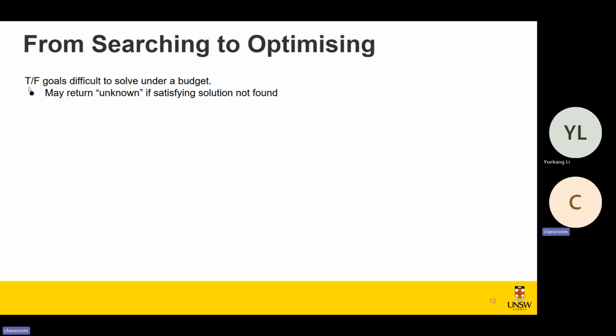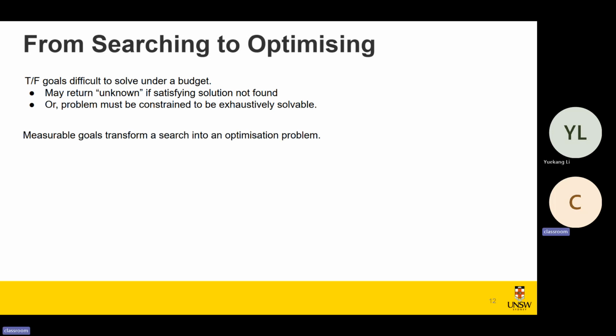So true or false goals here, like whether this program is free from bugs, is actually hard to answer because of the budget, because we don't know what will happen if we give this technique more budget. So we may get the answer of unknown if we can't find the satisfying solution here. So we can try to use some measurable goals to convert this searching problem into an optimization problem.